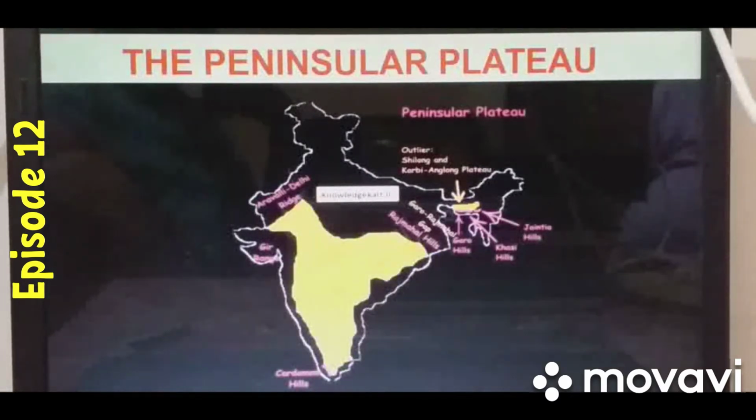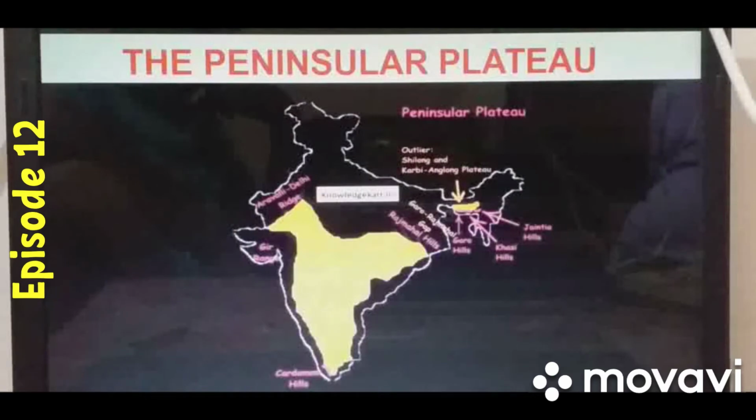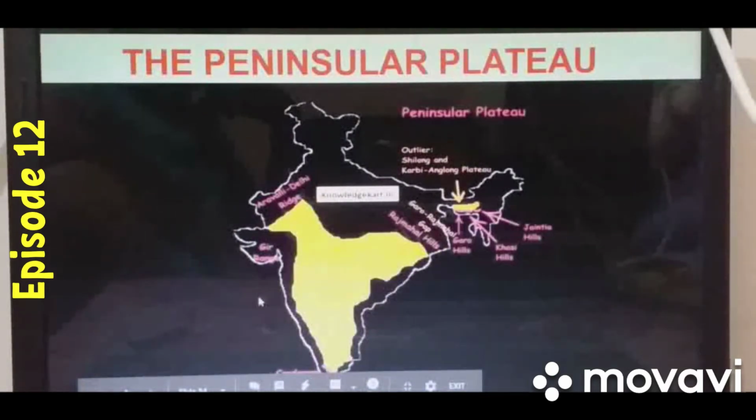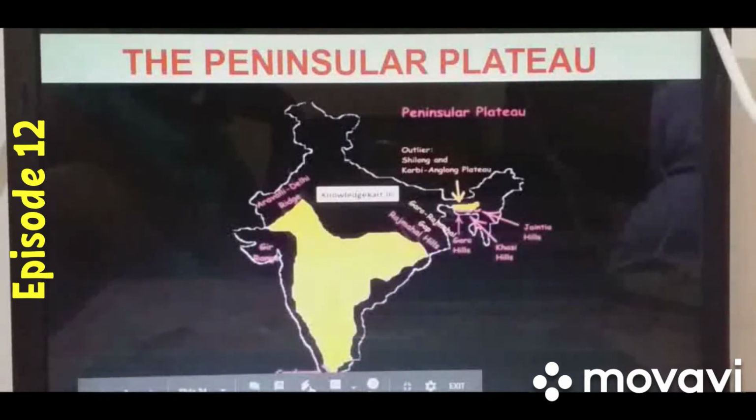As you know, a peninsula is a landform surrounded by water on three sides. In the case of India, South India is surrounded by three water bodies: towards the west, the Arabian Sea; towards the south, the Indian Ocean; and towards the east, the Bay of Bengal. So this whole triangular shape is surrounded by three water bodies, and that is why the plateau region in the south of India is known as the Peninsular Plateau.